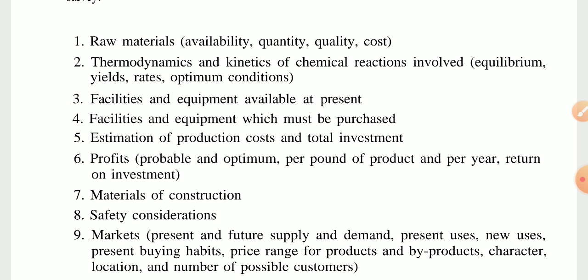Facilities and equipment available at present. Facilities and equipment which must be purchased. Estimation of production cost and the total investment. Profit probable and optimum per pound of the product and per year. Return on investment. Material of construction. Safety consideration of the material and the safety consideration as part of this section.